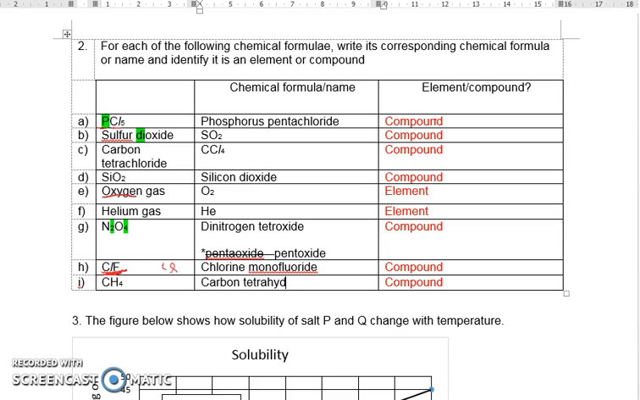Hydride comes from the word hydrogen. Okay, and we change the last few letters to IDE. Now this is also methane, the gas found in your fart.